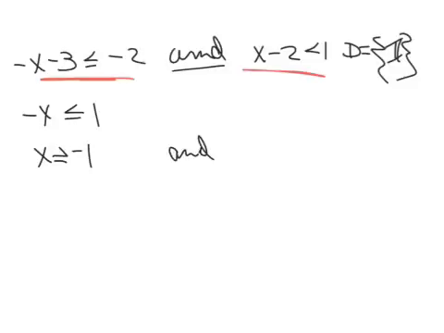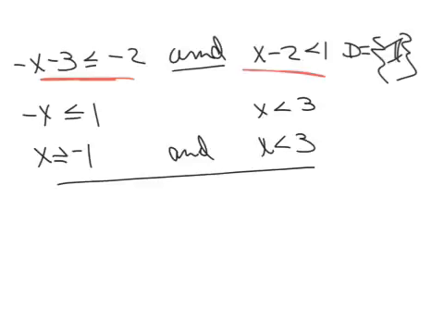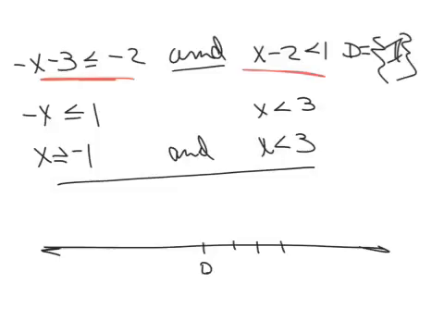And x is less than 2 plus 1, which is 3. Didn't divide by a negative, so x is less than 3. So those are my two solutions. So if I'm going to graph these, and I have 0 there, okay, so x is greater than or equal to negative 1.